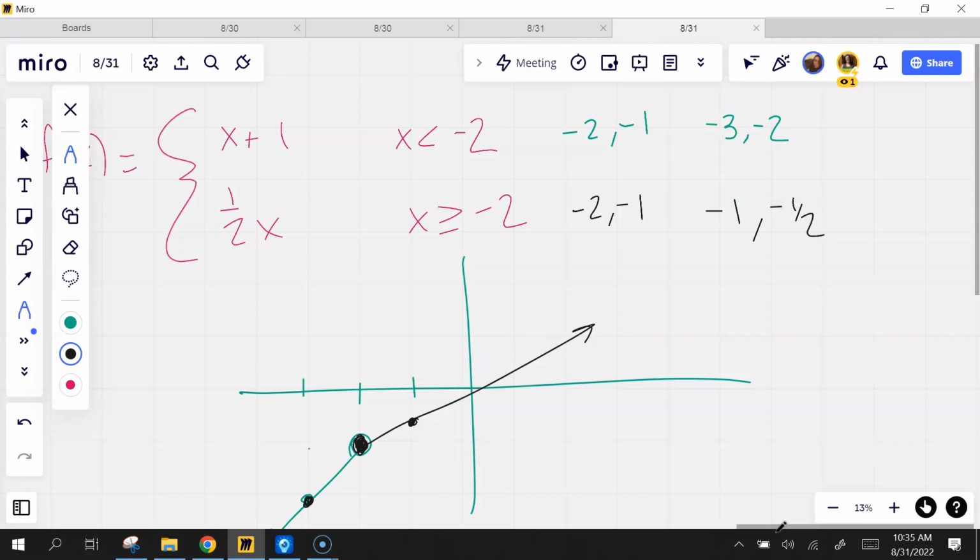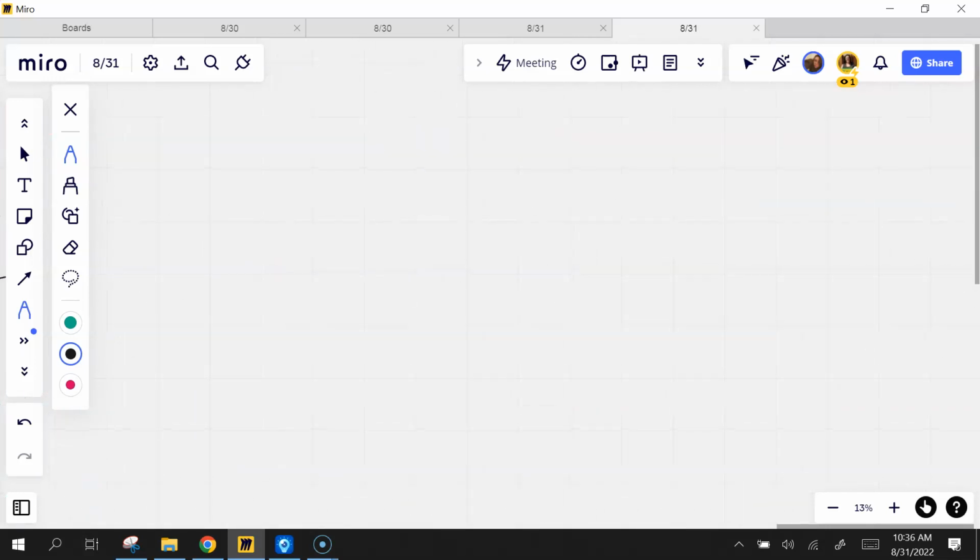Other questions? They should be all horizontal because when y equals just a number, it's a horizontal line. So, go ahead.